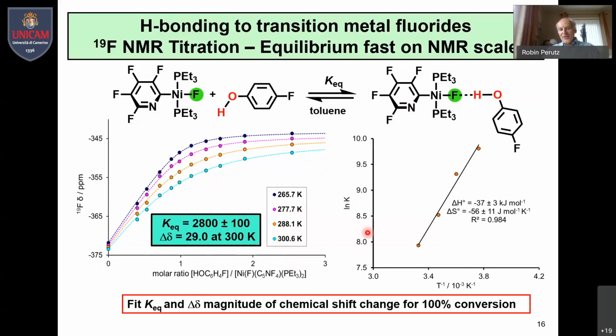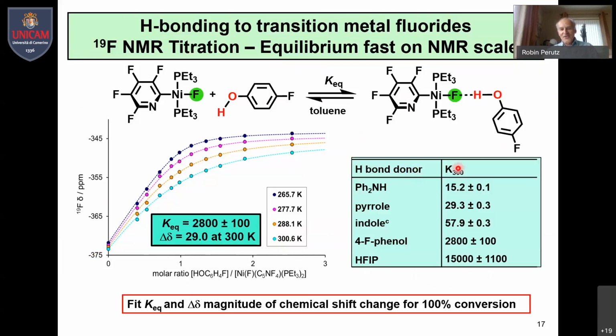So we can do that fitting as a function of temperature, and we get the enthalpy and the entropy, a simple Van 't Hoff plot. Enthalpy here minus 37 kilojoules per mole, and entropy minus 56 joules per mole per Kelvin. So putting two molecules together, of course, is entropically unfavorable. So now we have some data on the strength of this hydrogen bond.